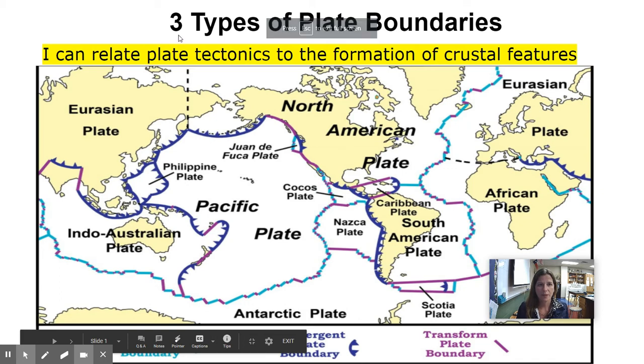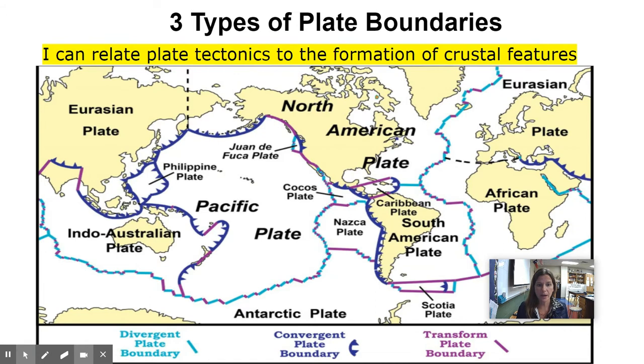Today we're going to focus on 3 types of plate boundaries. If you look at the bottom of the screen, we have divergent plate boundaries where plates are moving away from each other. There's convergent plate boundary where plates are colliding. And there are transform plate boundaries where plates are sliding past each other.